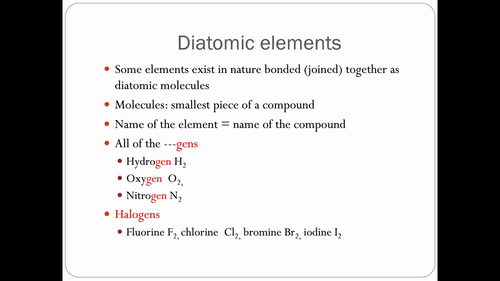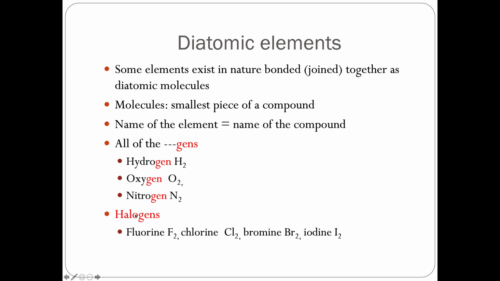And for covalent, the first thing we have to do is note that some elements exist in nature as diatomic. This is, again, a good example. The prefix di means two. In this case, the name of the element is the name of the compound. By the way, the smallest piece of a compound is called a molecule, just like the smallest piece of an element is an atom. There are a lot of ways to memorize these. The way I do it, it's all of the gens. And that's hydrogen, oxygen, nitrogen.